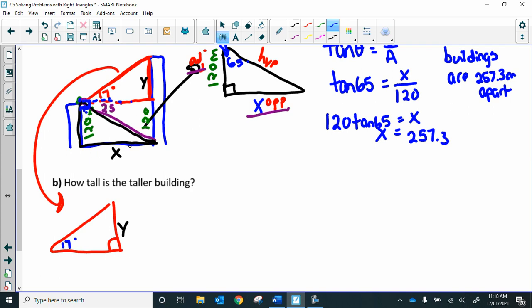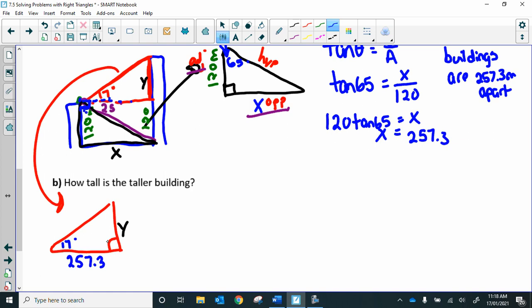If you look up at that top diagram, the bottom of that red triangle is actually the same as the x value. Luckily, we know the x value because we already figured that out in the previous question. So I know this bottom value is 257.3. Okay, that's all I need. If I have an angle and a side, I can find my value for y.